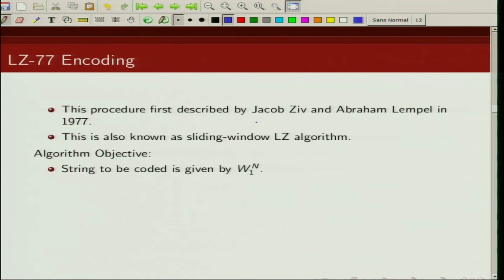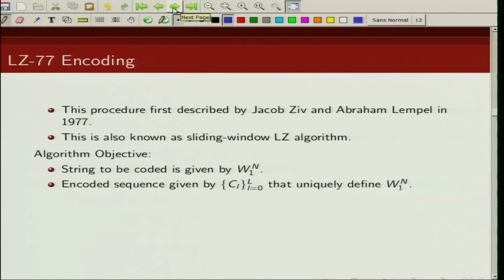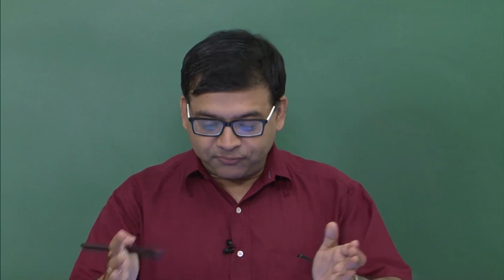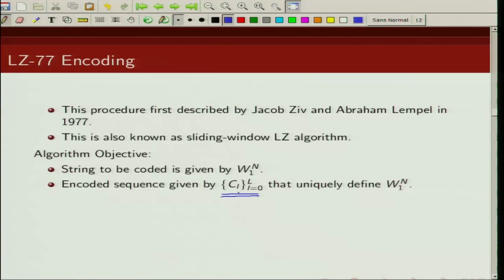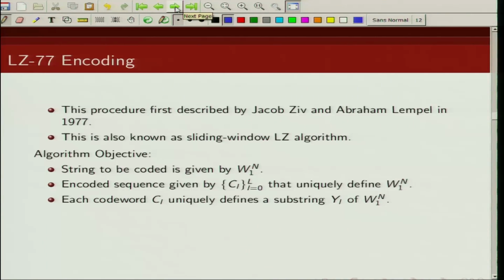This Lempel-Ziv 77 algorithm was given by Jacob Ziv and Abraham Lempel in 1977, and it is also known as the sliding window version of the Lempel-Ziv algorithm, and it's a dictionary based source compression algorithm. We'll talk about that. So we are given a string of n bits that we want to compress, and the set of code words is given by C(l), and these code words uniquely determine the substrings, or this set of code words completely describes the string that we are encoding. Now as I said, this block of n bits is described by code words.